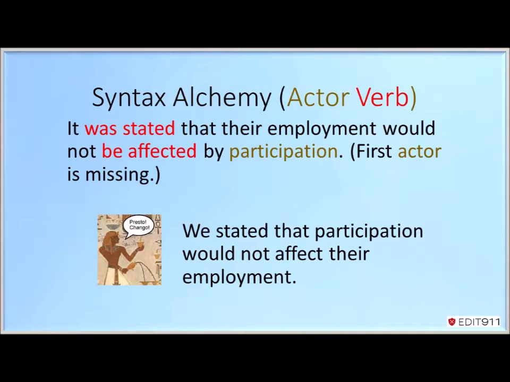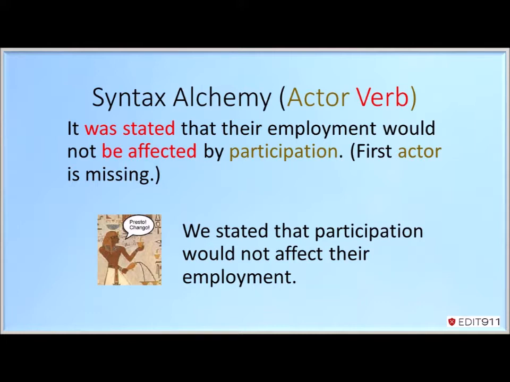So let's practice what I like to call syntax alchemy. We're going to take the actors, we're going to find them, and we're going to put them in brown. And we've already got this idea. We're going to take the verbs that we see are passive and we're going to put them in red. So it was stated that their employment would not be affected by participation.